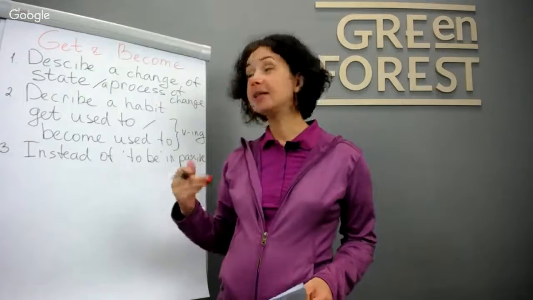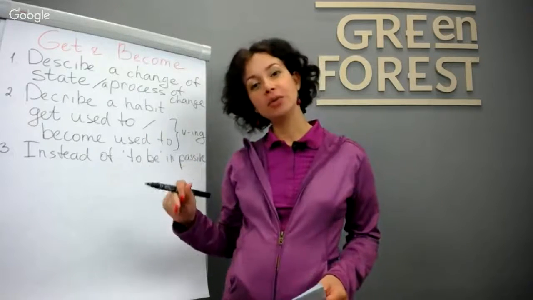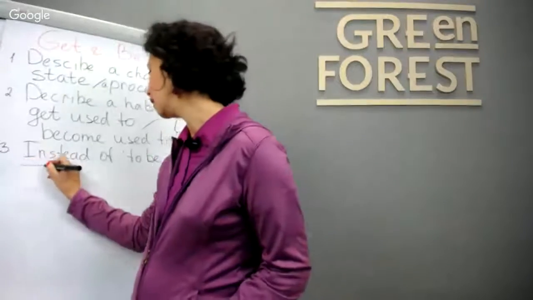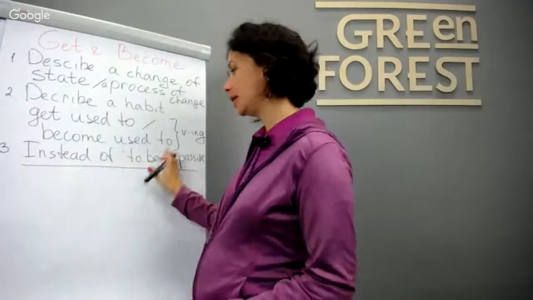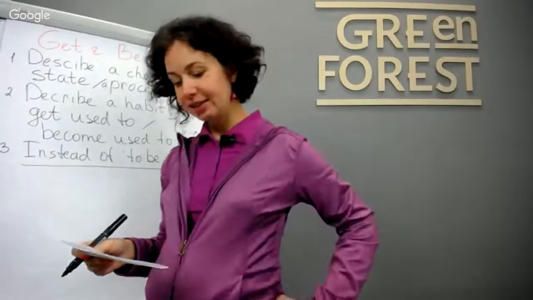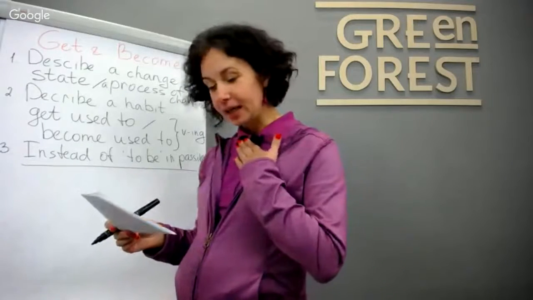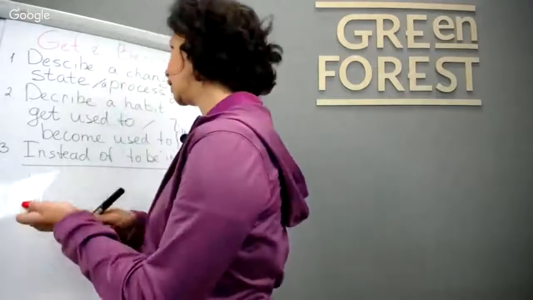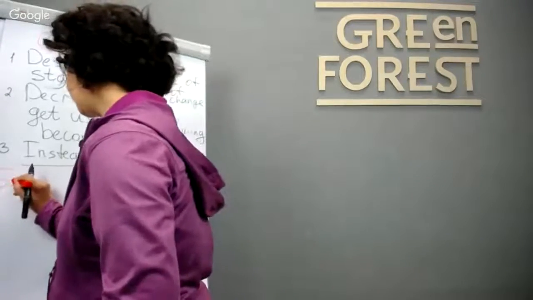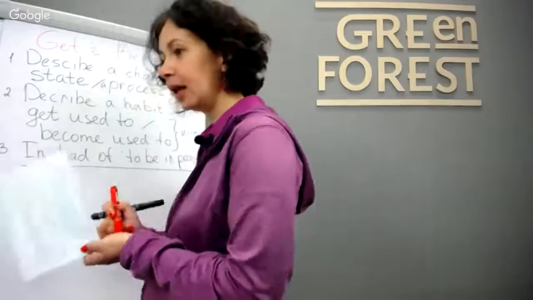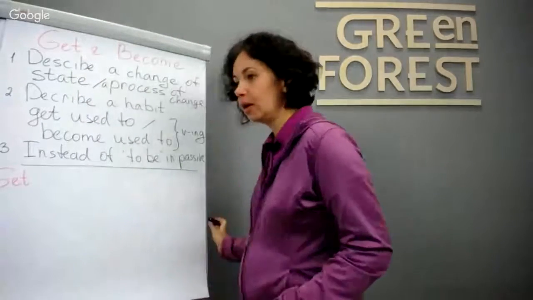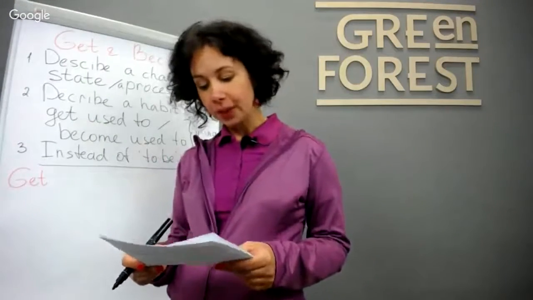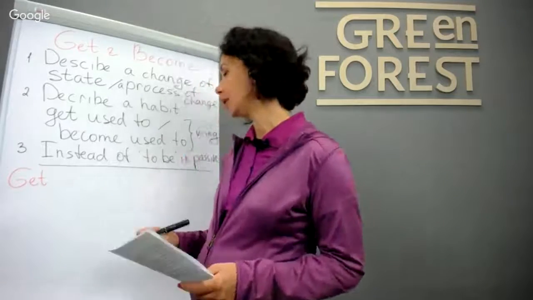Now let's look at some cases in which we can use only get and not become. All these cases are connected with our construction. Okay, so when we use only get, I will write it over here. I hope you can see. So the first one is when we do something ourselves, let's say.